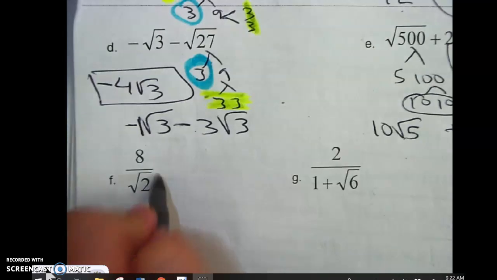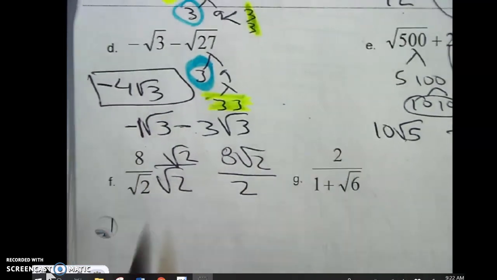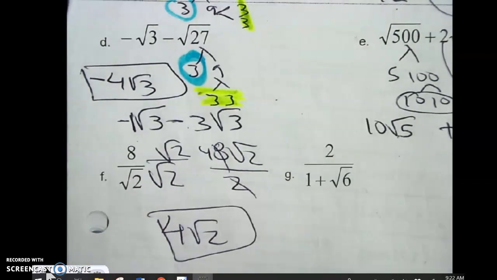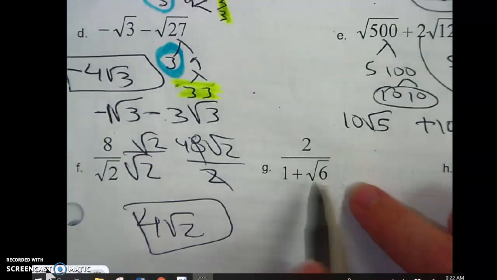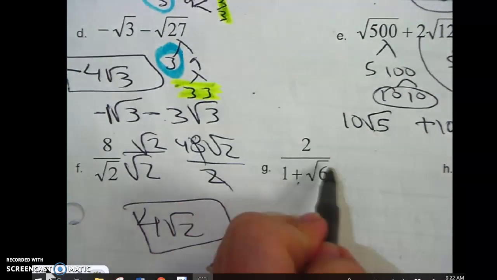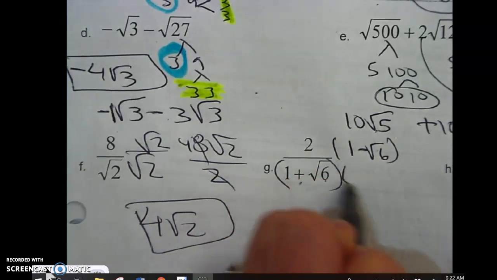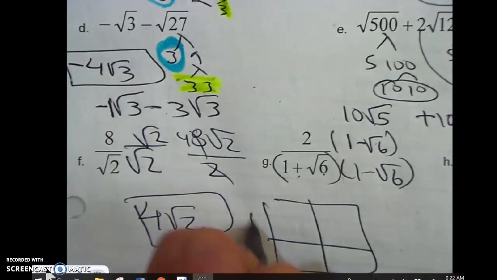It's not okay because you can't have a radical in the denominator. 8 rad 2 over 2. Simplify that into 4 rad 2. If you put it over 1, you'll lose a point. Now this one, I can't just multiply by rad 6 because it's being added, so I need to do the conjugate. You can either FOIL or do your box. I'm going to do my box.